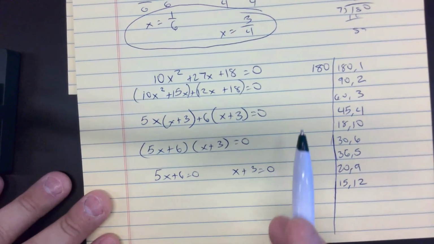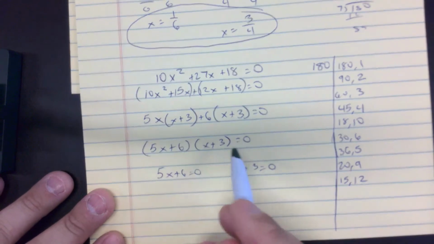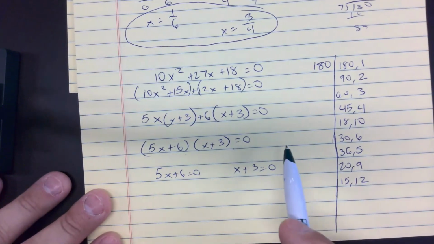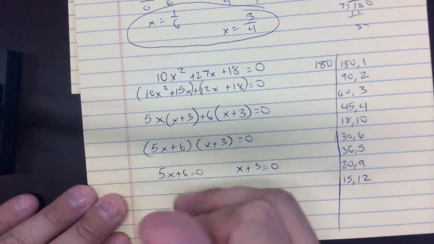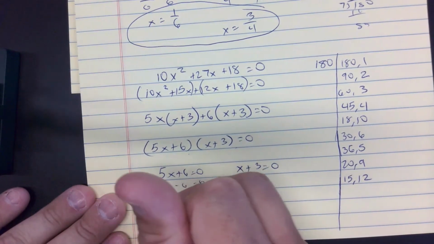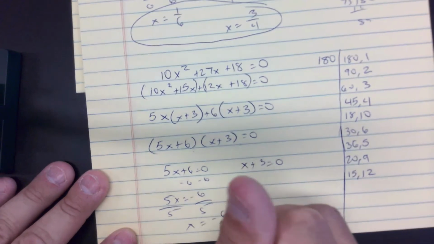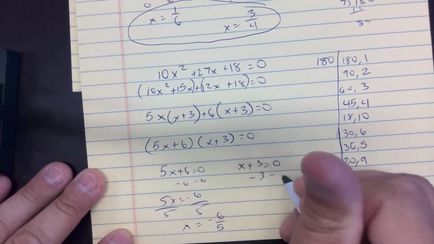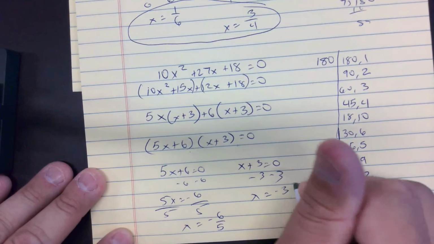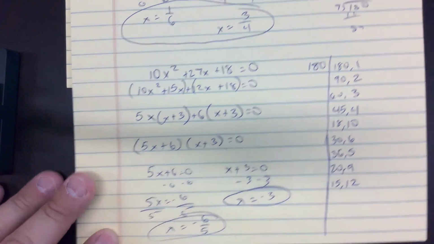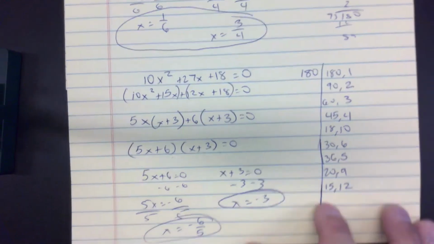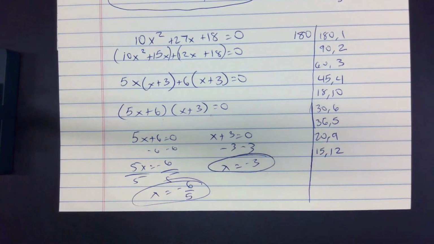After that, so this is the biggest part. When you get to your FOIL parentheses, you're going to set each set of FOIL parentheses equal to 0. You're going to subtract by 6. 5x equals negative 6. Divide by 5. x equals negative 6 fifths. Subtract 3 to both sides, and x equals negative 3. So x equals negative 6 fifths, and x equals negative 3 would be your solution.